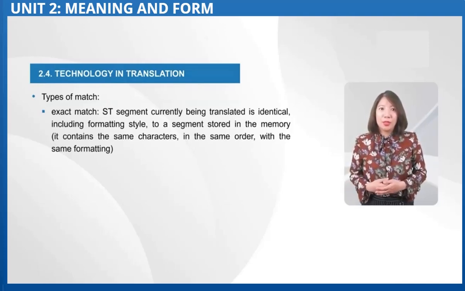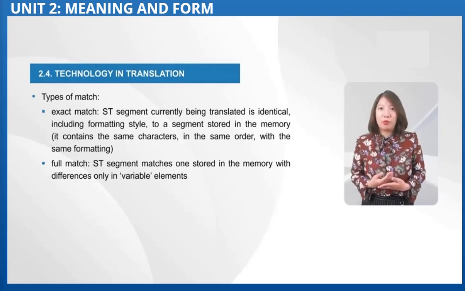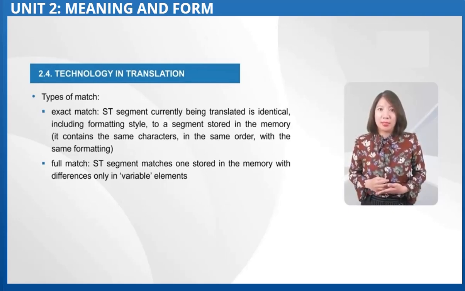Exact match. The second type of match is full match, when the source text segment matches one stored in the memory with differences only in variable elements.